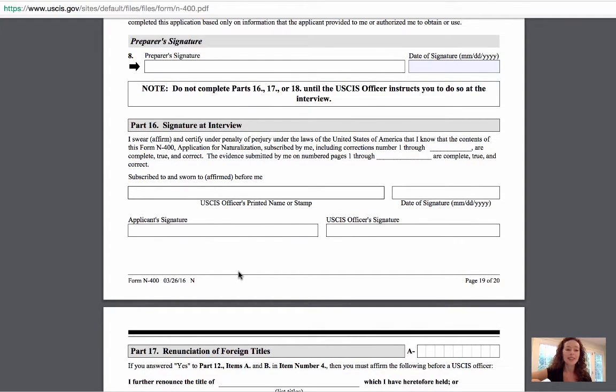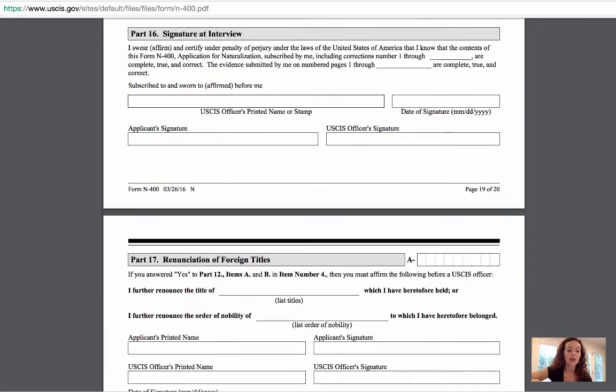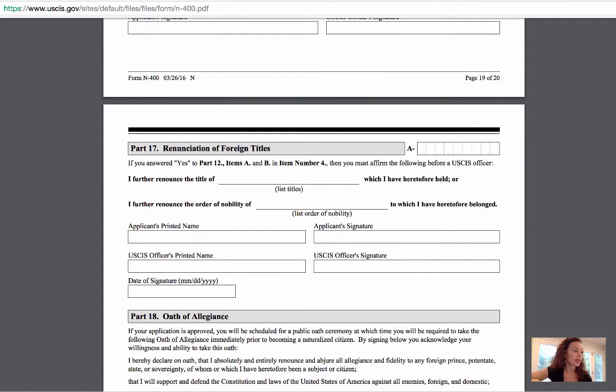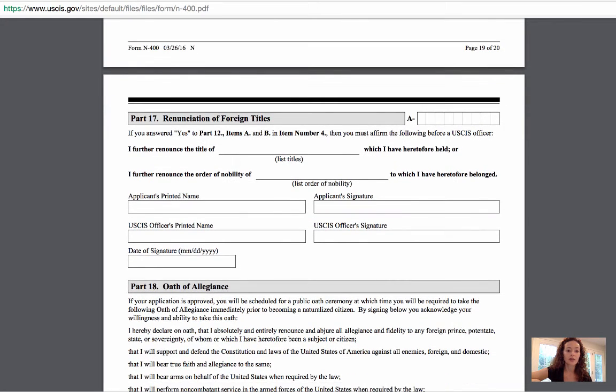Because for Part 16, the signature at the interview, notice here, at the interview, do not complete this part when you send in your application. You will complete Part 16 at the interview. Do not sign anything. You will take an oath at the interview and then sign it. Do not fill that part out. Again, Part 17, right here, do not fill out this part either.